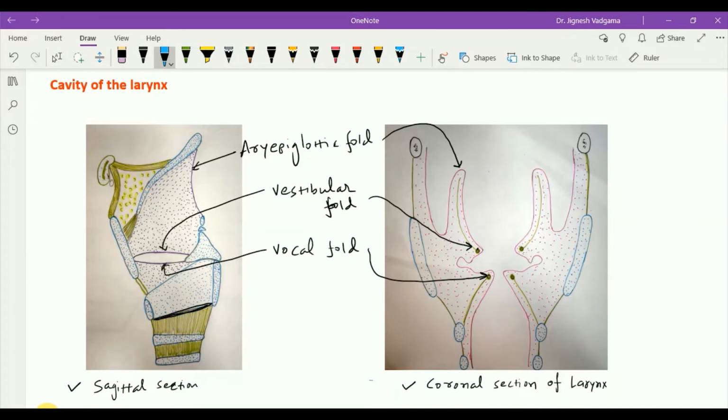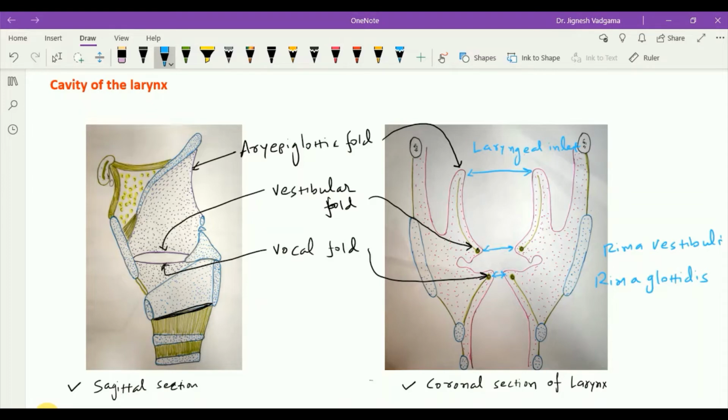Now the area between the two aryepiglottic folds is called the laryngeal inlet. The area between the two vestibular folds is named the rima vestibuli, and the space between the two vocal folds and the two vocal processes of the arytenoid cartilage is called the rima glottidis.